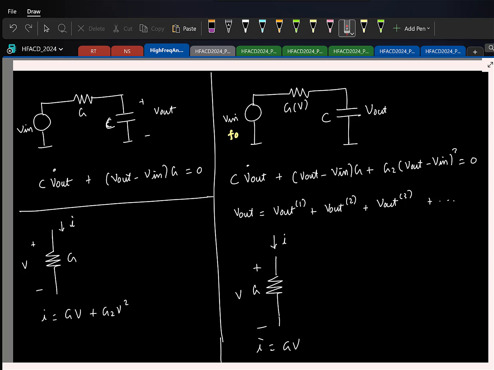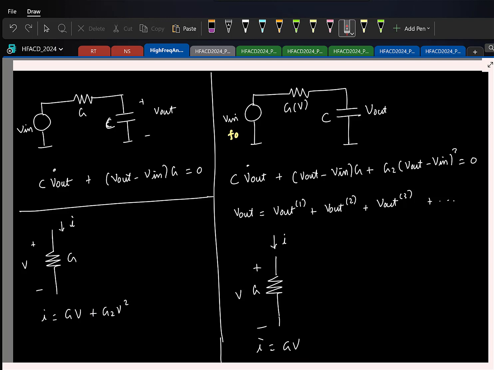So how do you think I can include that? I mean, the idea is I don't want to deal with a nonlinear resistor, right? I want to have a linear resistor alone. But if I have a linear resistor, the resistor is only generating the linear portion of the current.